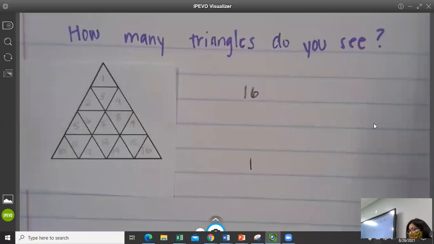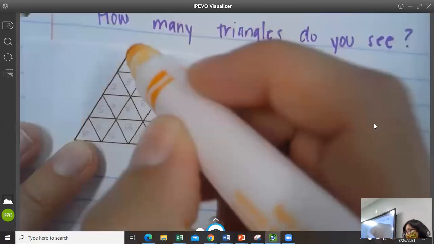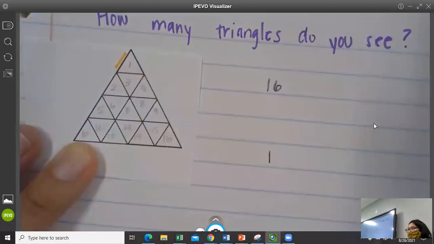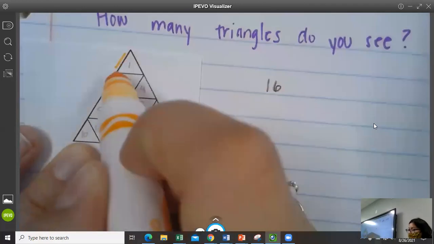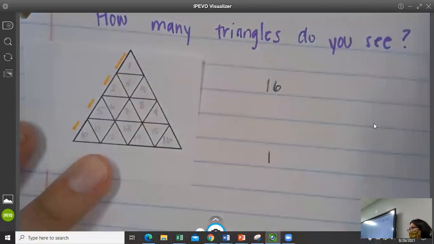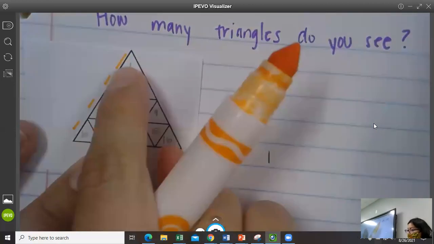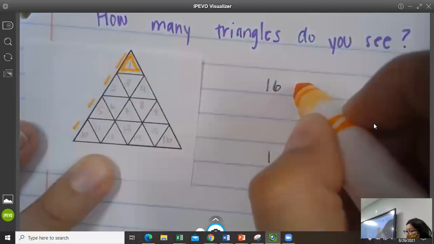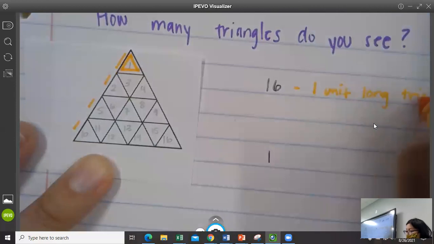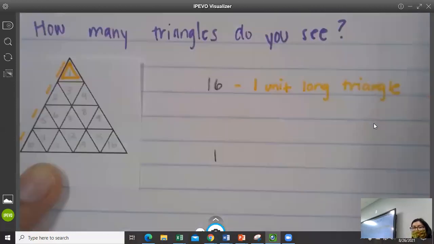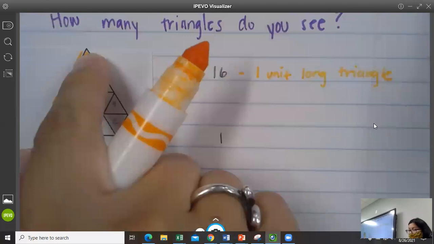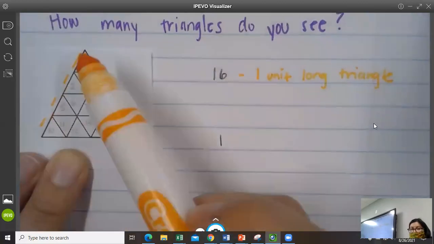So for example, this is what we do in math to give things measurements. If we say this is 1 unit, then the entire thing would be how many units for the big triangle? How many units would that be? Yeah. So this small one, this right here, would be 1 unit long. A 1-unit-long triangle. We're on page 5. And so the big triangle would be how many units long? Yeah, 4 units long.